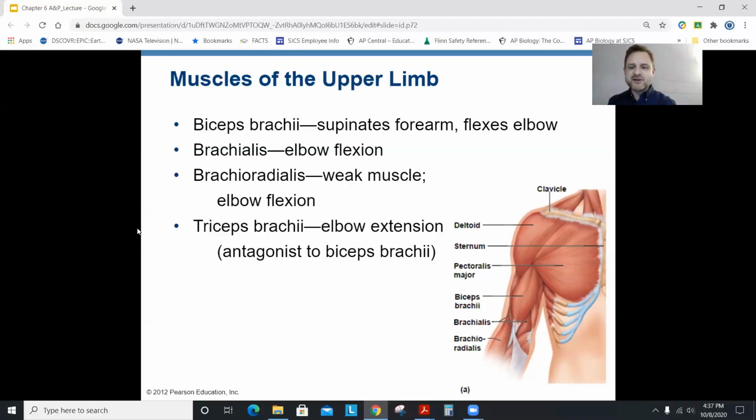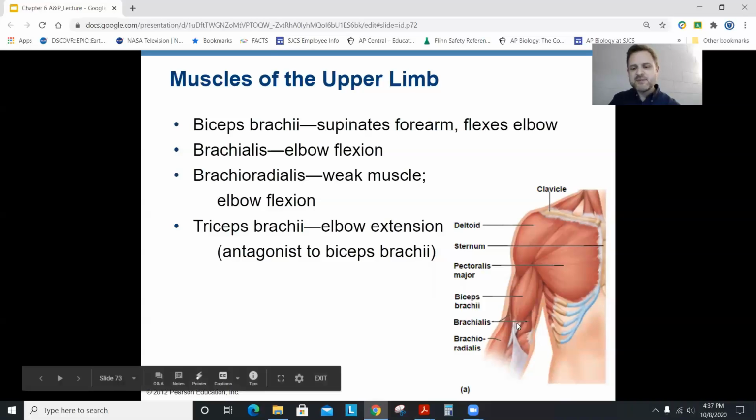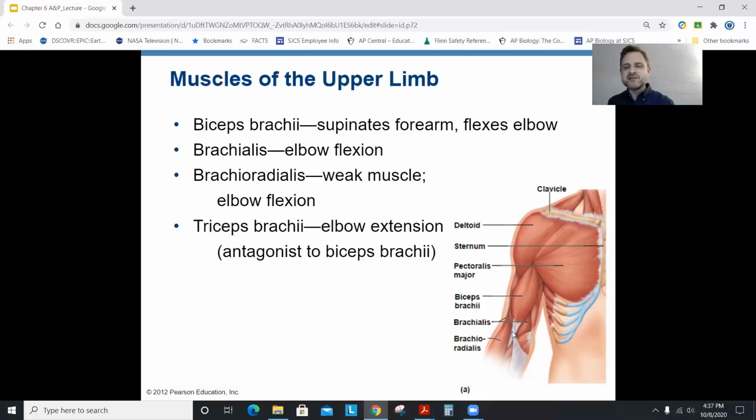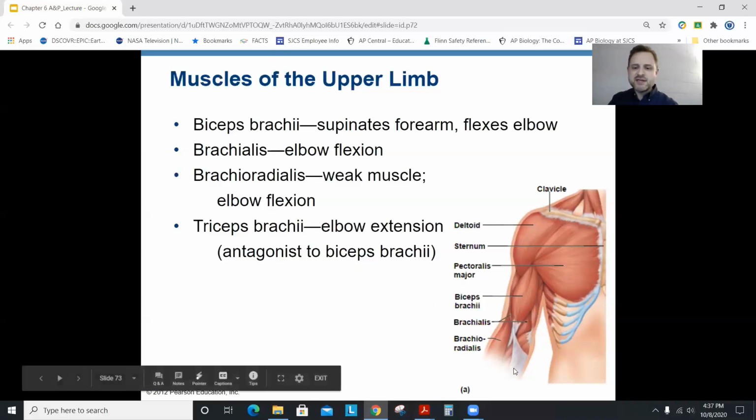Your brachialis is also for elbow flexion. It's not quite as strong as the biceps. It's deep to the biceps. The brachioradialis is a pretty weak muscle. That's one that you can see. It's in your forearm. Tennis is a good sport to help build your brachioradialis. Typically, it's not a particularly strong muscle. It also, like the biceps, does elbow flexion.